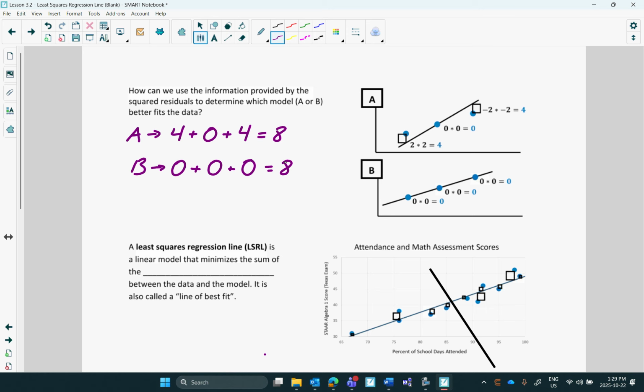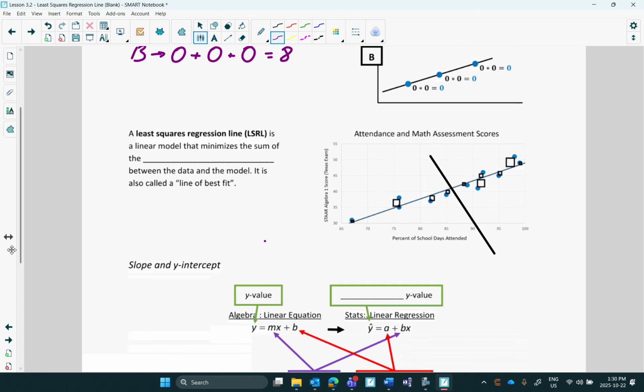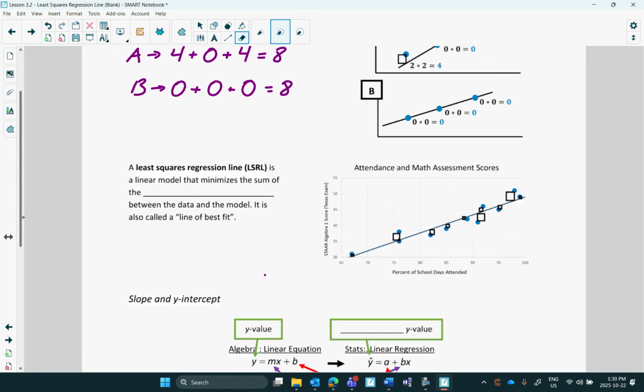So you want to fit the regression line around the points so that when you find all the residuals and square them and add them together, it's the smallest sum possible. So like going back to our example of percent attendance and test scores. Would not be 0, 0, 0.